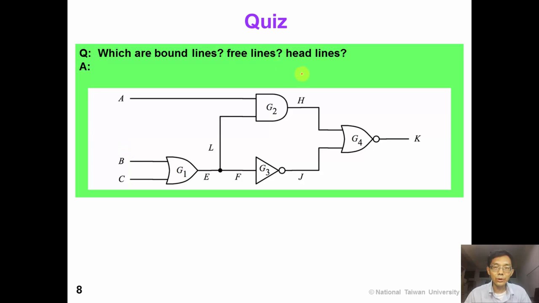Now it's time for you to practice. Given this circuit, please determine which are the bound lines, which are the free lines, and identify the head lines in the circuit. Now please pause the video.